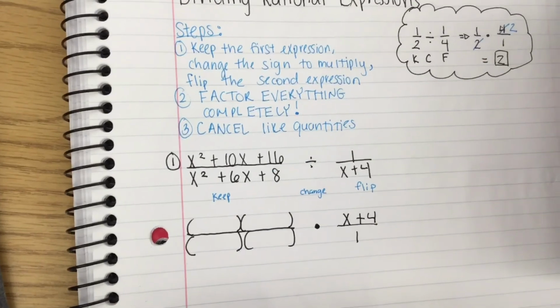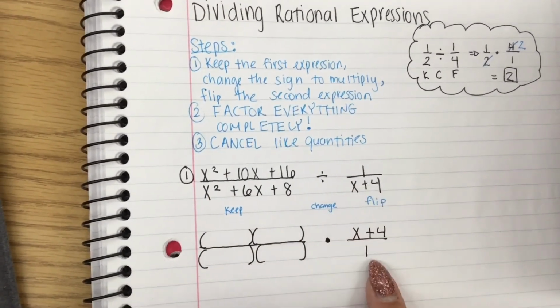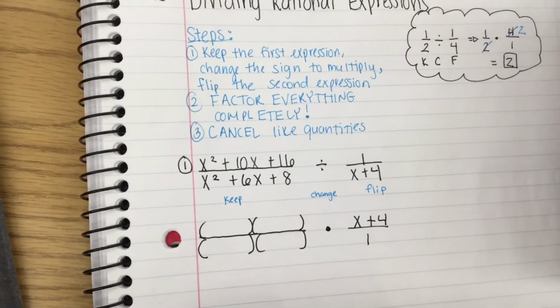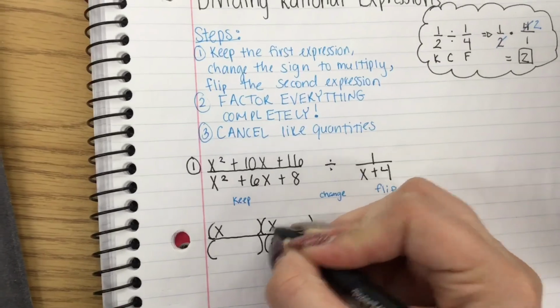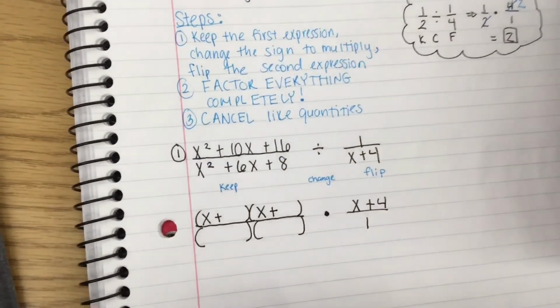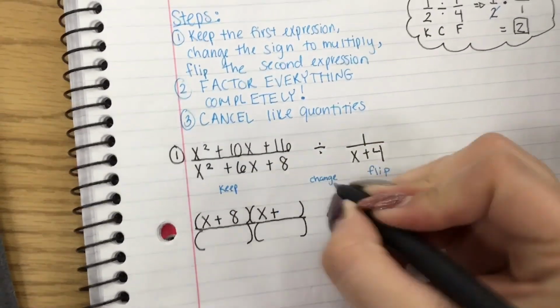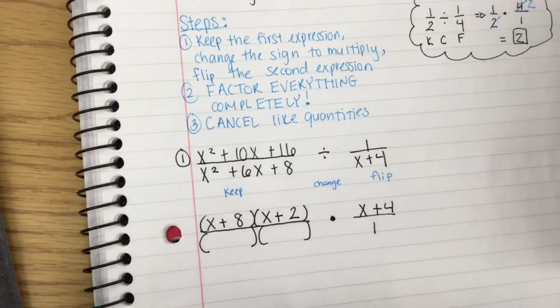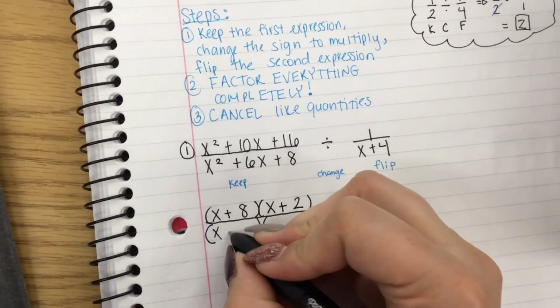So let's take a look at this first example. We're going to keep the first fraction, change the sign to multiplication, and flip the second fraction. When I'm doing this process, I like to factor as I'm doing this, but you can split this up into two separate steps. So I know that this is going to factor into a set of parentheses. I'm looking for numbers that multiply together to give me 16, but add together to give me 10. So 8 times 2 is 16, and 8 plus 2 is 10.